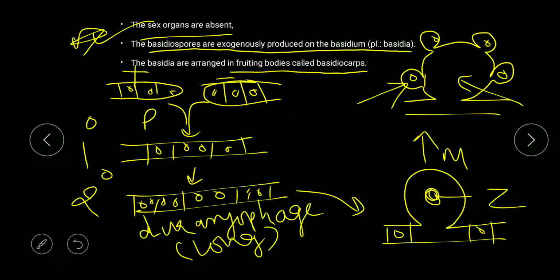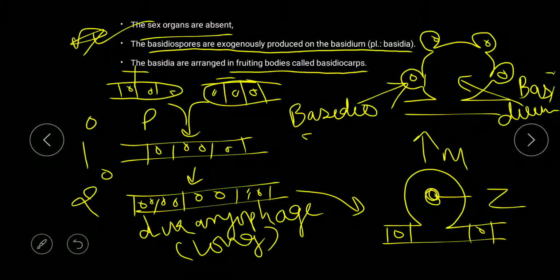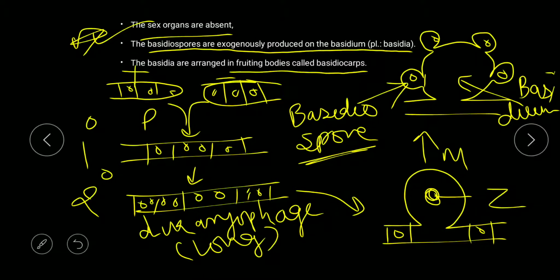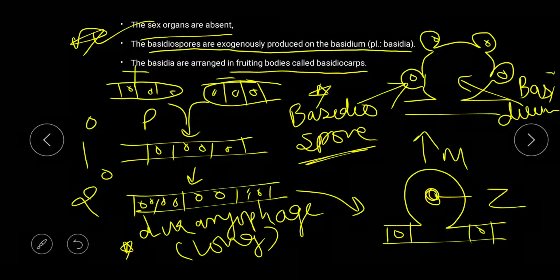So this is the basidium, but these are the basidiospores. Okay, so basidiospores are produced exogenously. They are haploid, and dikaryophase is long lived. So these are the two important statements that you should mark: dikaryophase is long lived and basidiospores are produced exogenously over the basidium. Okay, I hope you got it.